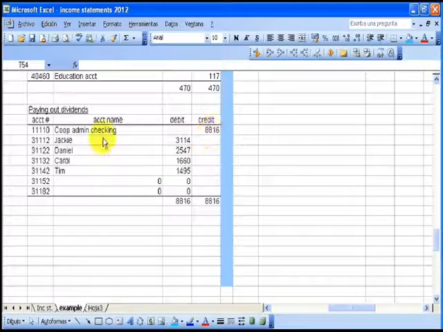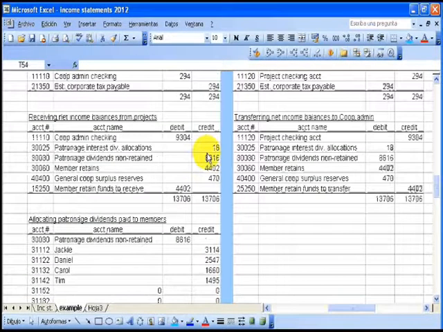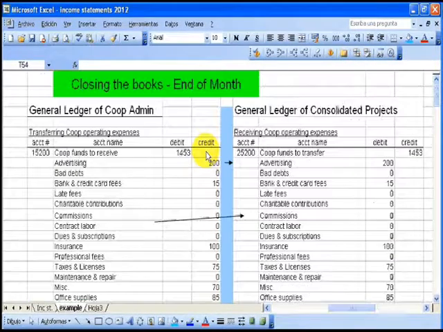And this is where you actually pay out the money. So you credit the co-op administration checking, taking the money out of checking, and you pay Jackie, Daniel, Carol, and Tim. And then they report this income at the end of the year on their personal income taxes and pay taxes. So all of these journal entries are automatic. There's no figuring in them. They just automatically calculate from the income statement on the previous part.